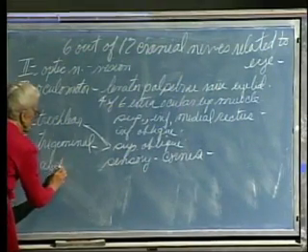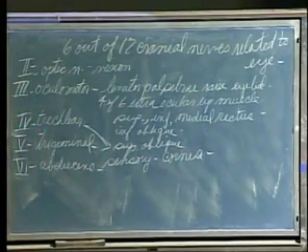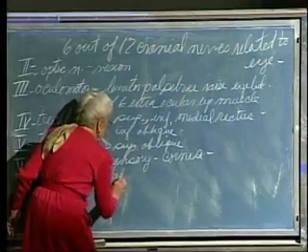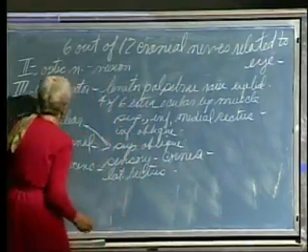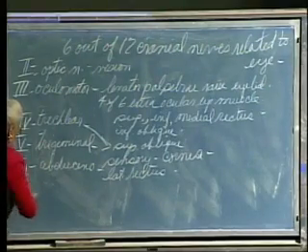6th nerve, what's it called? Abducens. Remember what it does? What muscle's it going to? Lateral rectus, right. And let's see, we've got 2, 4, 6. We need one more. 7.